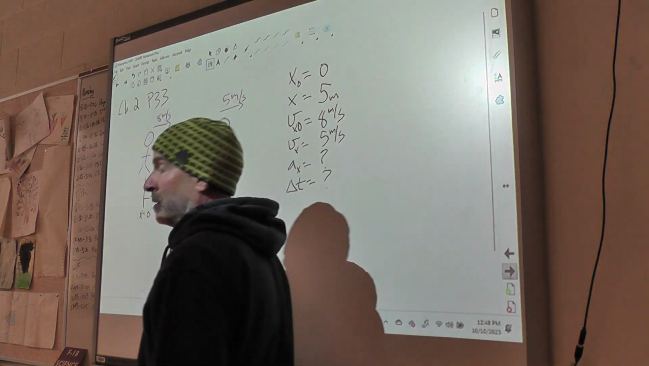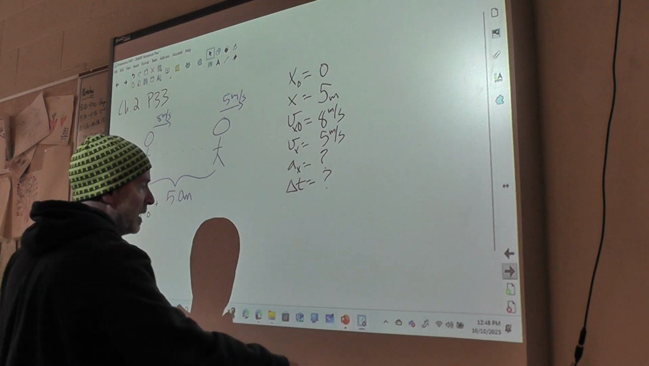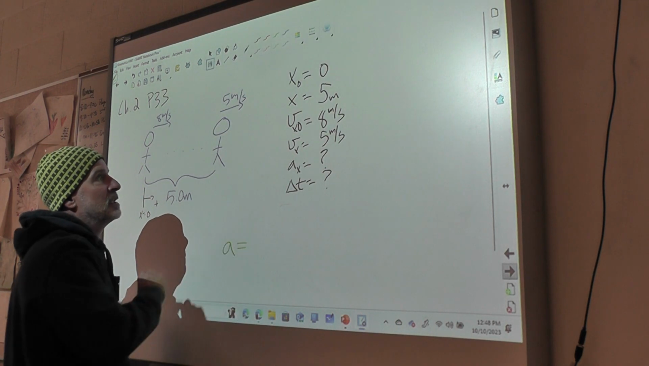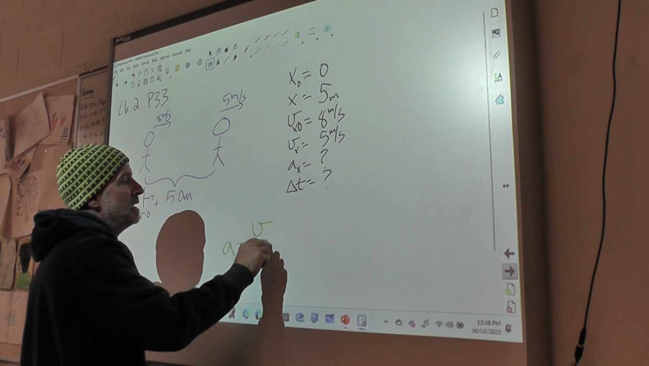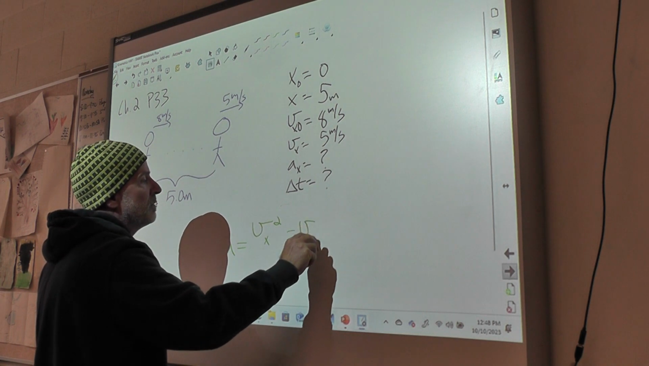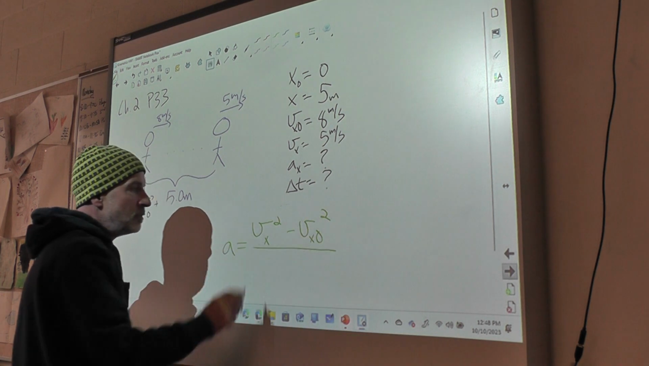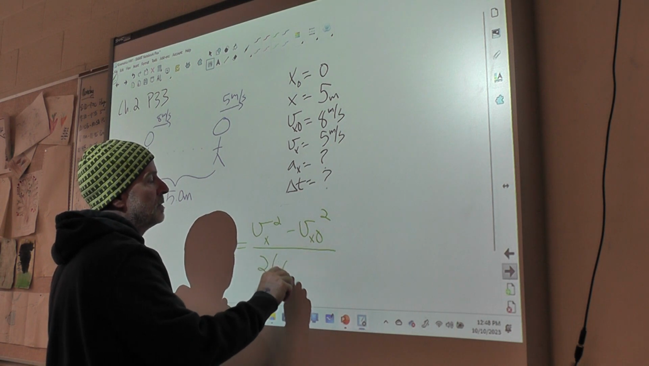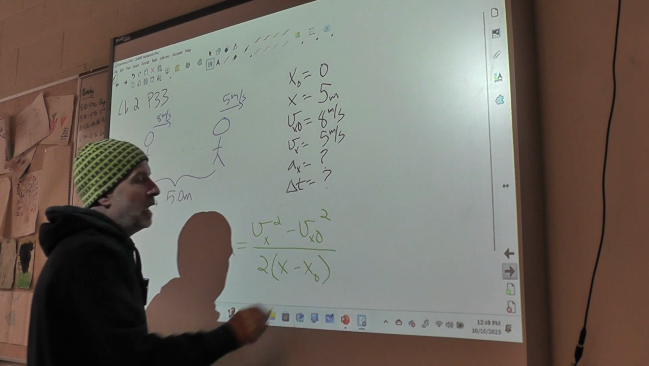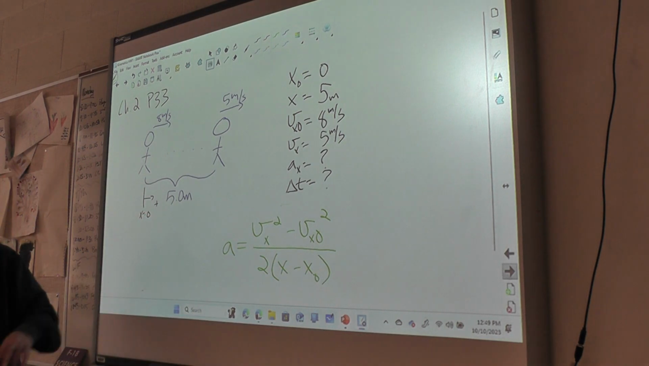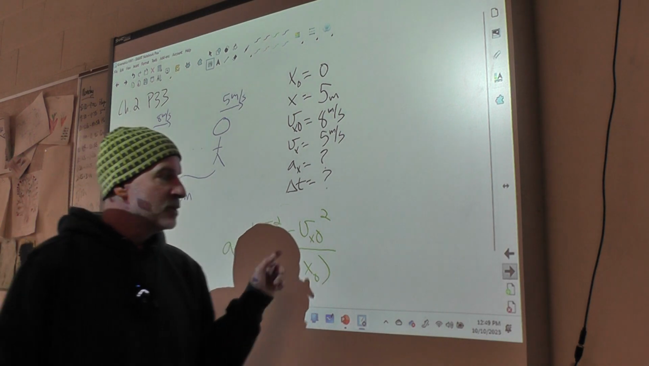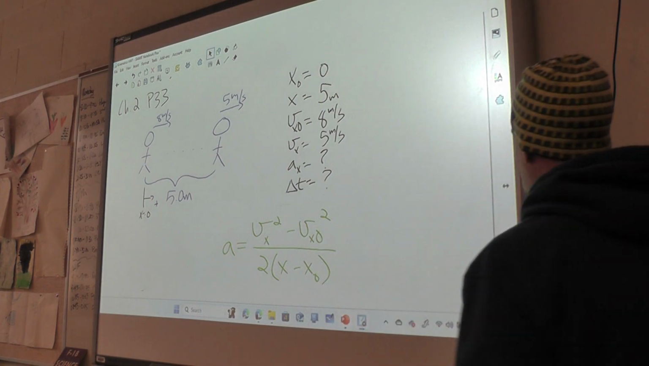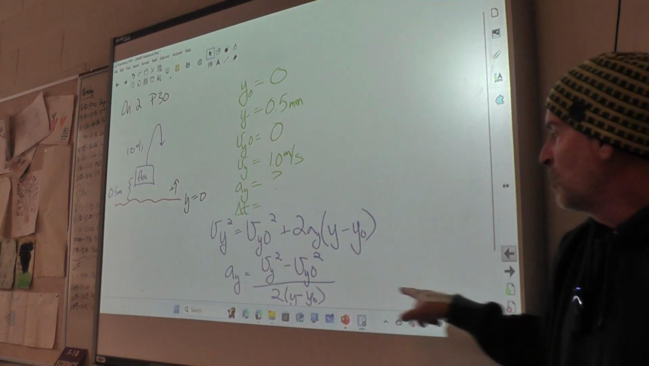Same equation will help us find the acceleration. The acceleration is going to be equal to the difference in the squares of the velocities divided by 2 times the displacement. And you don't have to memorize that. I don't have that memorized either. I only was able to write that because I wrote it this morning.